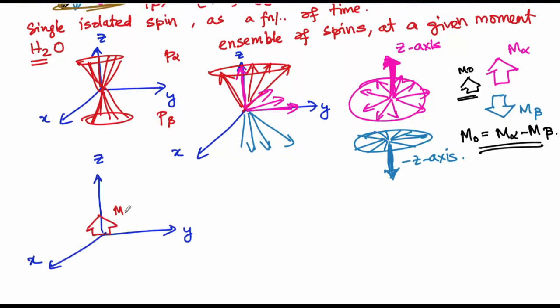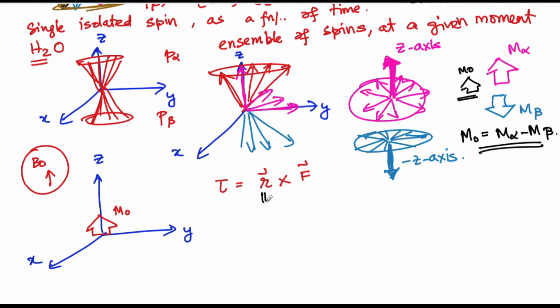I am redrawing how the bulk magnetization looks, and remember the B naught is applied along the z-axis. From now on I might not be writing this all the time. This will be understood. Whenever you have a vector in a given field, it experiences a torque. The torque is given by the cross product of the vector with the force that is applied.